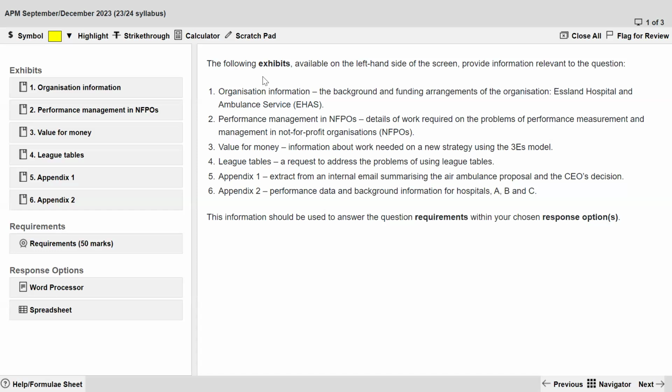Now let's see. It says the following exhibits available on the left-hand side of the screen provide information relevant to the question. So these are the information that you have. The exhibits are there, the requirements are there, and we have got the word processor and the spreadsheet also. Now let's start discussing. Organization information: the background and funding arrangements of the organization, Estland Hospital and ambulance services. You are being given the information pertaining to them.